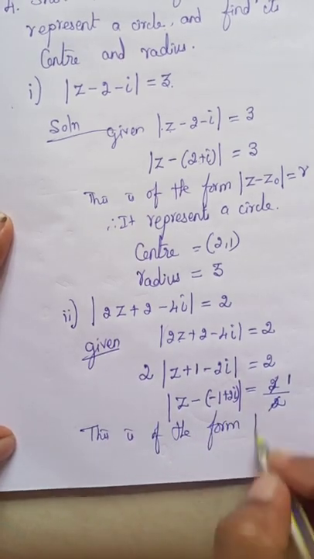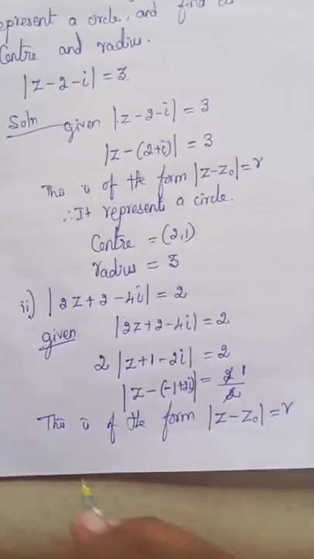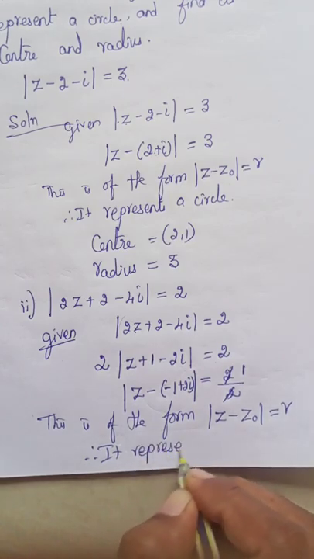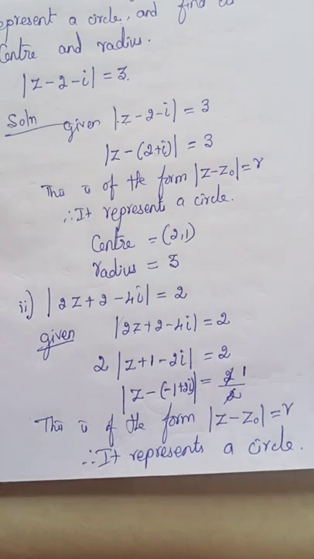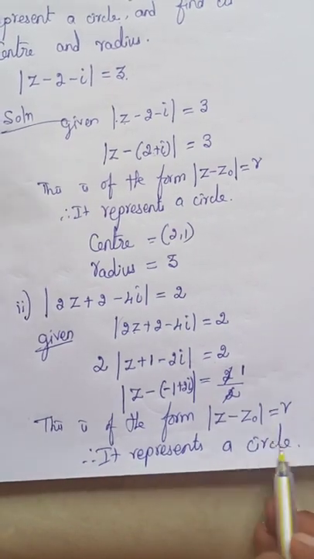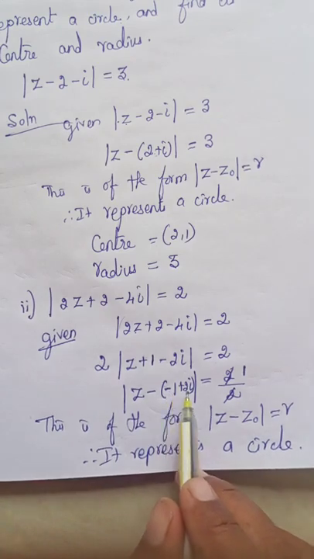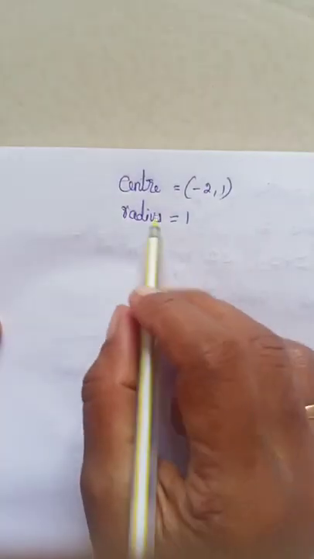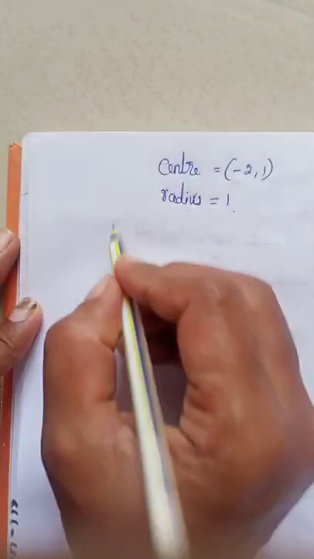Now, you can write this in the form modulus z minus z0 equal to R. Therefore, it represents a circle. Is that clear? Now, we have to write the center. Center minus 1 comma plus 2, isn't it? Minus 1 comma 2 and radius is equal to 1.